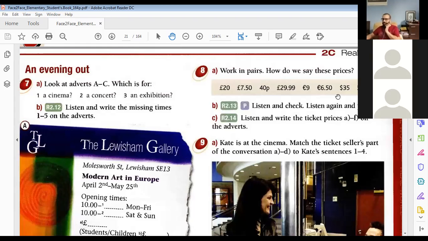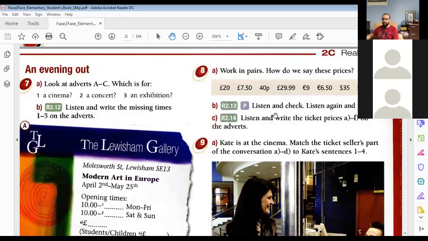So first of all, what do you think? How do you think we talk about prices? Let's see your guesses. The first one, how do we say the first price? Manal, what do you think? 20 pounds. Okay, what about the next one? What do you think? £7.50. Okay. I think it's the same way we learned it in beginner. It's the same thing.